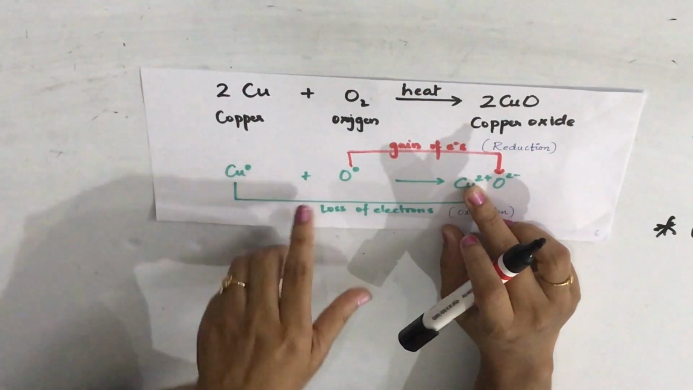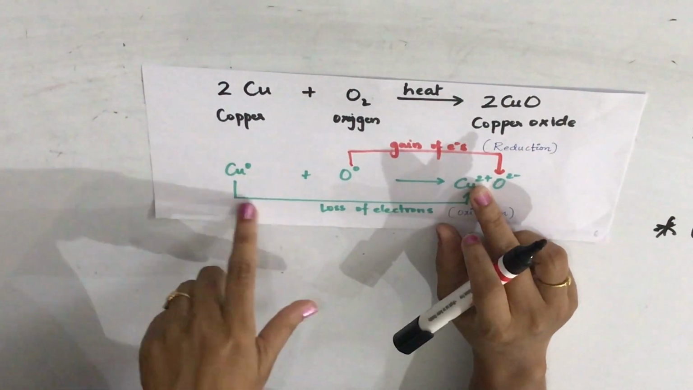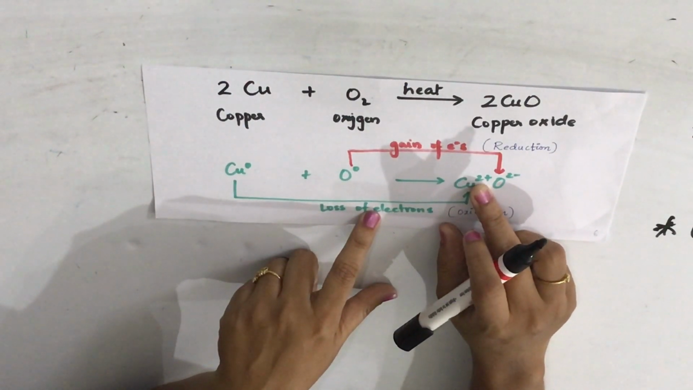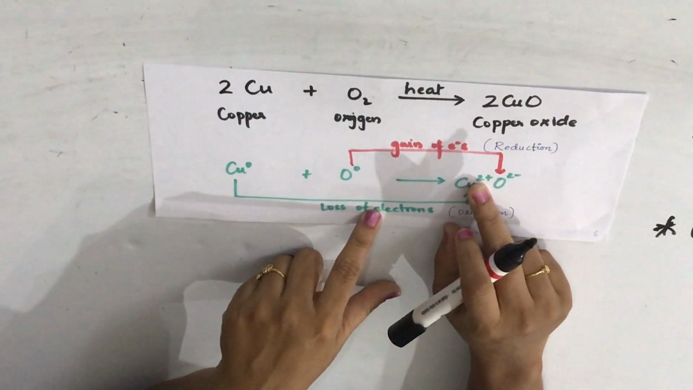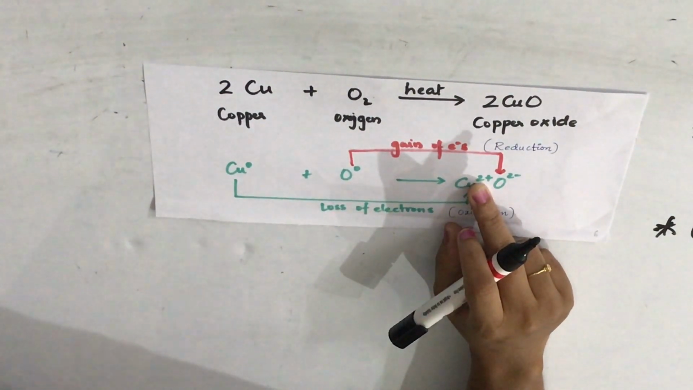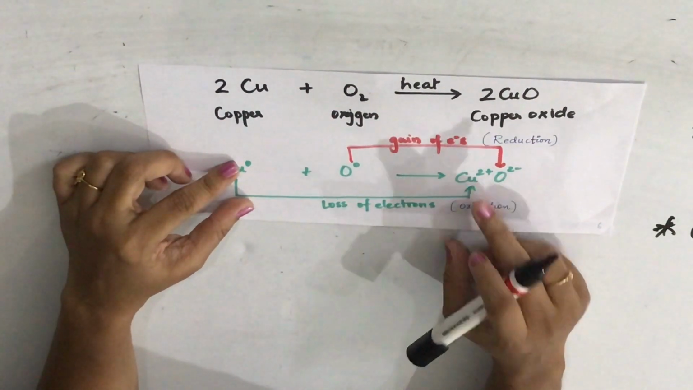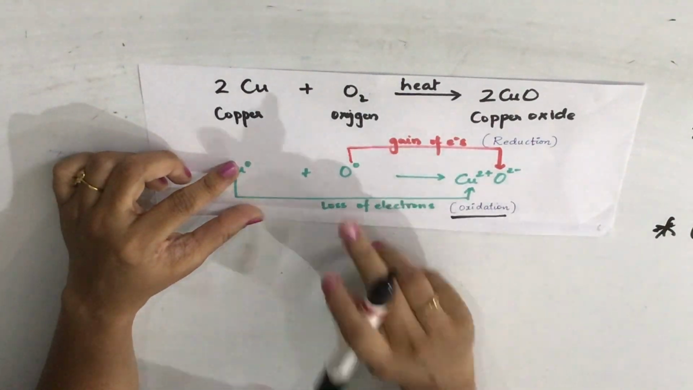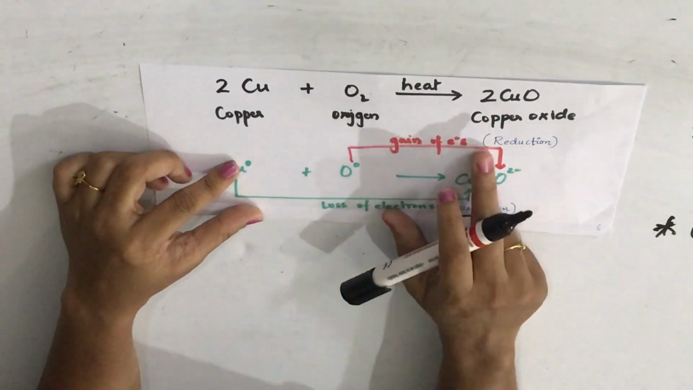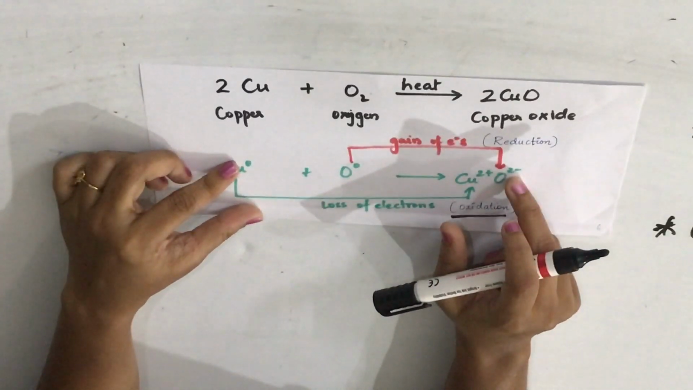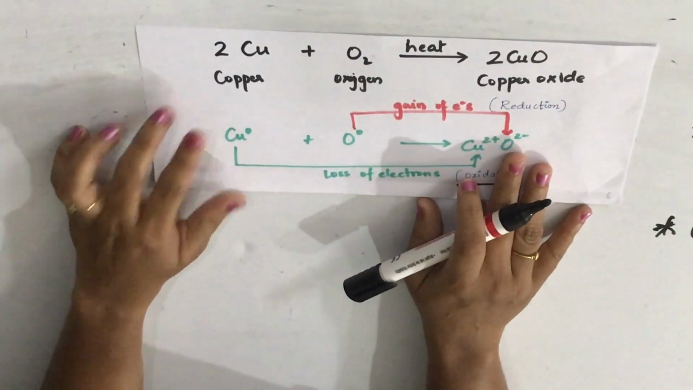Now if you see here, copper from 0 has changed, that is it has lost electrons and the charge is 2 plus. That means it has lost electrons and gained a positive charge. Whenever you have loss of negativity, you gain positivity. So when there is a loss of electrons, it becomes oxidation. When there is a gain of electrons, that is in oxygen, it has become 0 to 2 minus, that is it has gained 2 electrons, it is reduction. So this is an example for redox reaction.